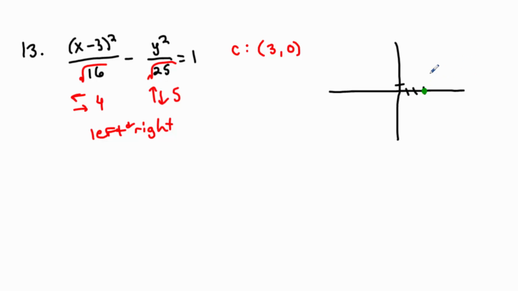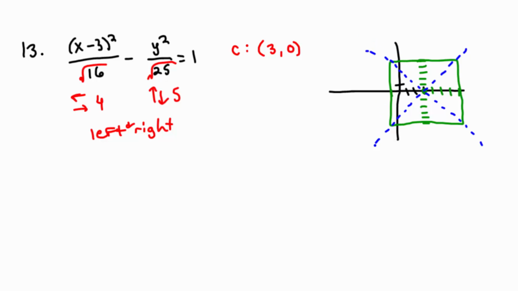And our box that we're going to draw is left and right 4 and up and down 5. And so I'm going to make a box, which is easier with grid lines in my opinion, but hey, I think I did pretty good. Our asymptotes go through the center and the corners of our box. So there's one asymptote, here's the other one.